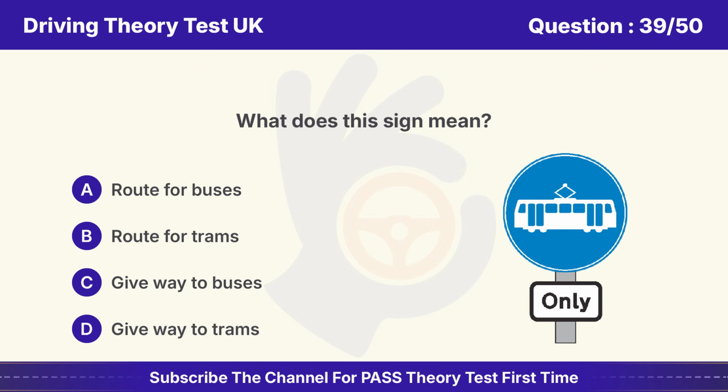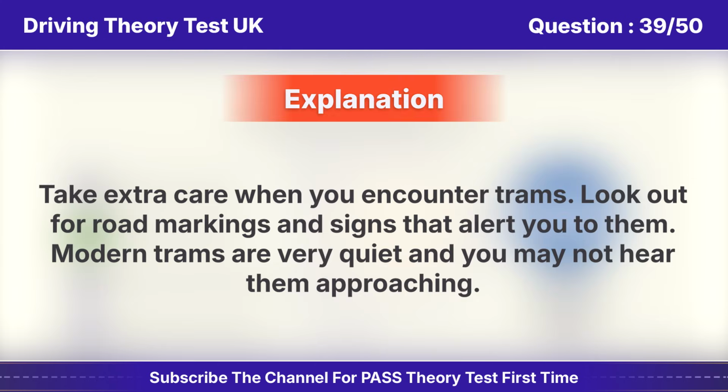Question 39. What does this sign mean? Answer is B. Route for trams. Take extra care when you encounter trams. Look out for road markings and signs that alert you to them. Modern trams are very quiet and you may not hear them approaching.